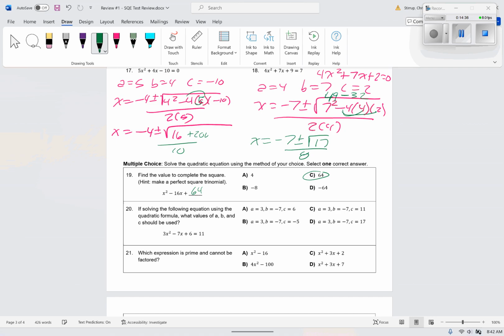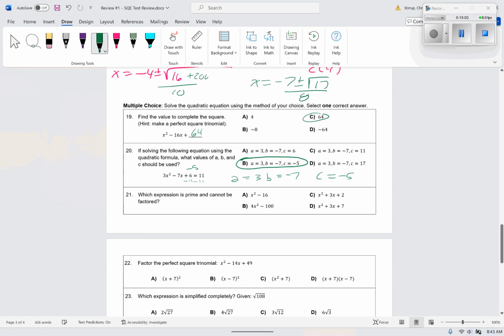Okay. If we have the following for the quadratic, we want A, B, C, and D. Notice it's equal to 11, so I'm going to subtract 11 from both sides. So that's going to give me a -5. So my A value is 3, my B value is -7, and my C value is -5. So which one does that match up to? -7, -5. It looks like letter B is our answer.